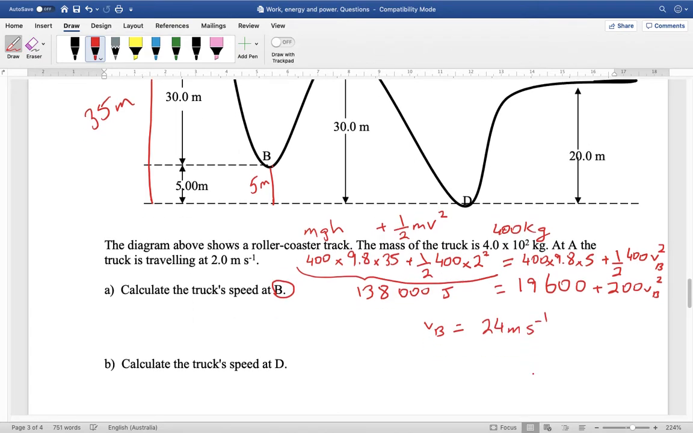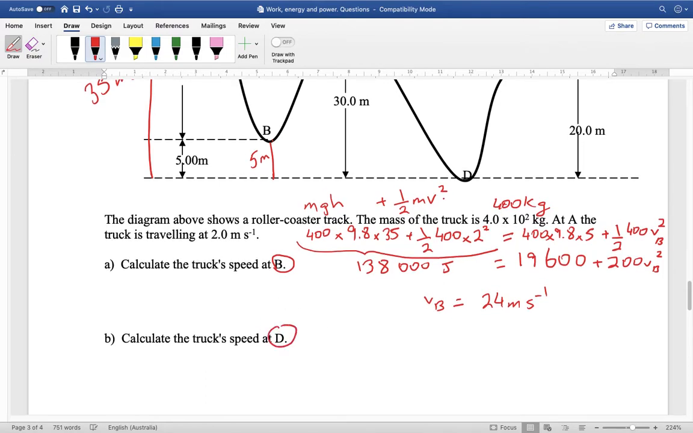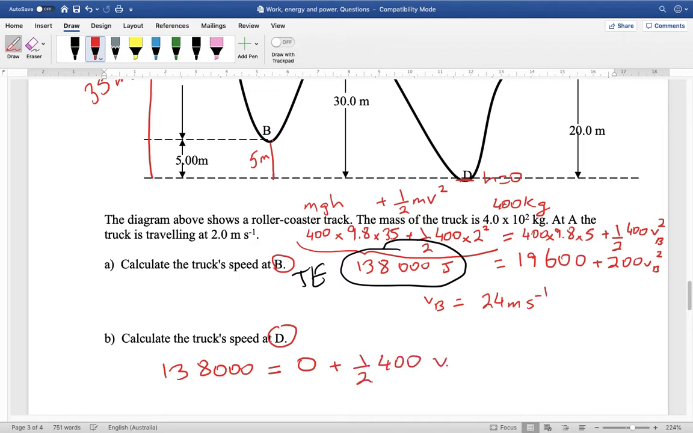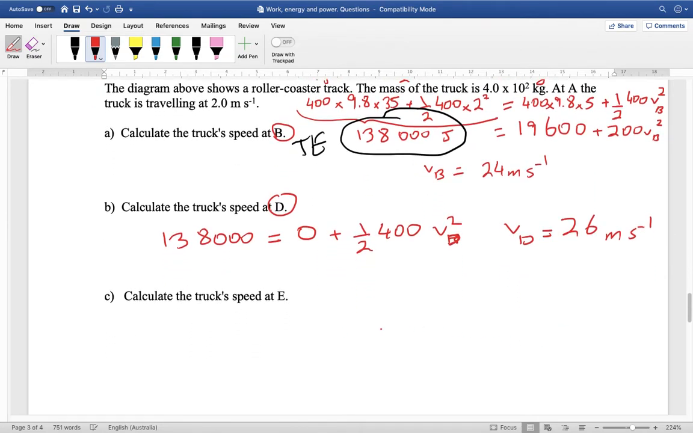Now in point D, we will really do the same thing, but D is at ground level, so height equals 0, which means all of this total energy is going to be kinetic energy. This is the total energy we calculated from part A. It's constant anywhere during the motion. So I can simply write 138,000 joules is going to be equal to the potential energy at D, which is 0, plus kinetic energy at D, which is that. And that's going to give me 26 meters per second.